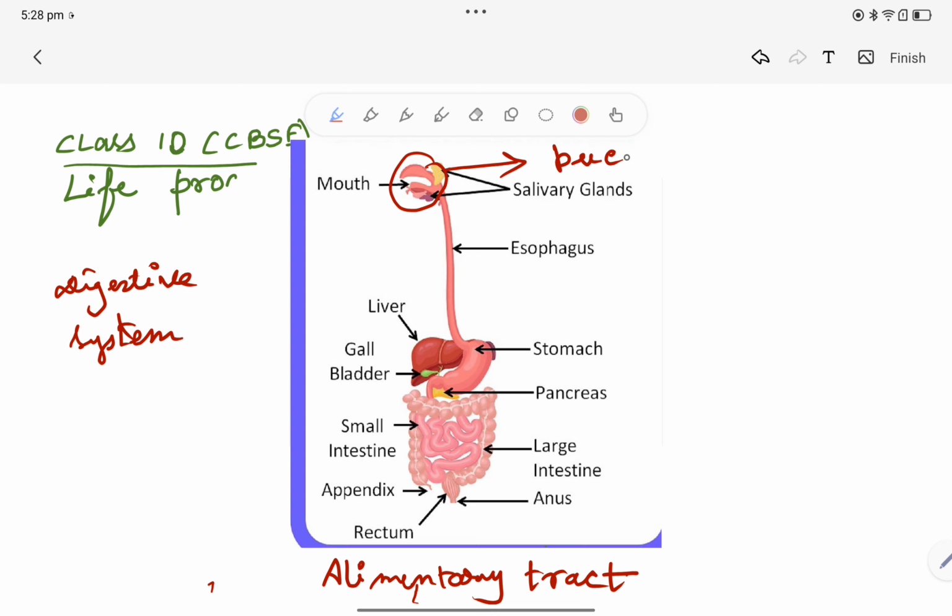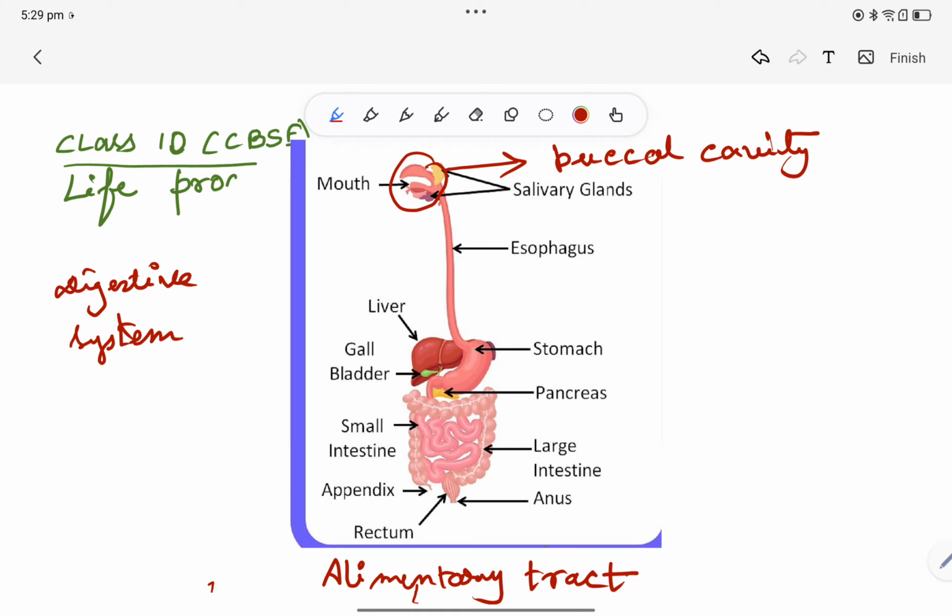Fine, this portion is called buccal cavity. So inside our buccal cavity we have tongue, we have teeth. So they help in biting, chewing and swallowing of the food.